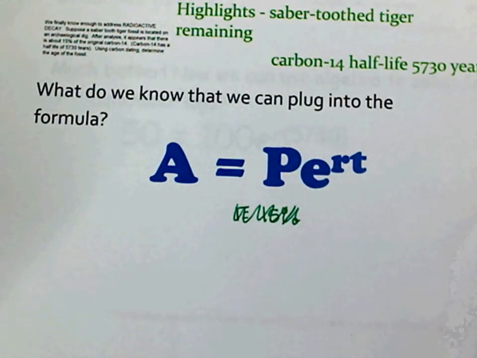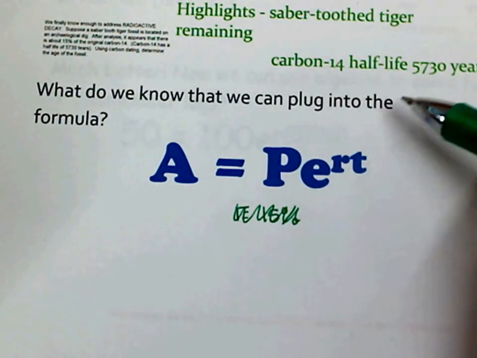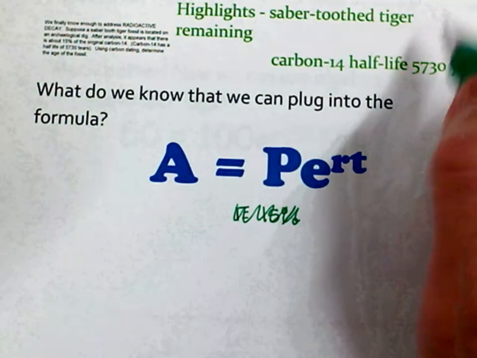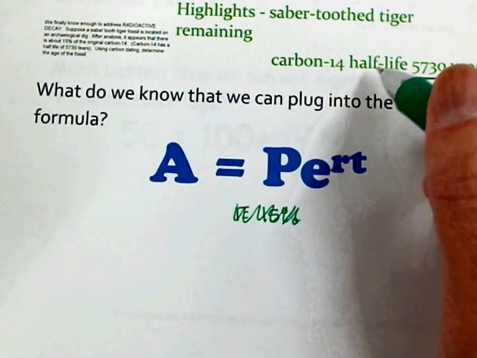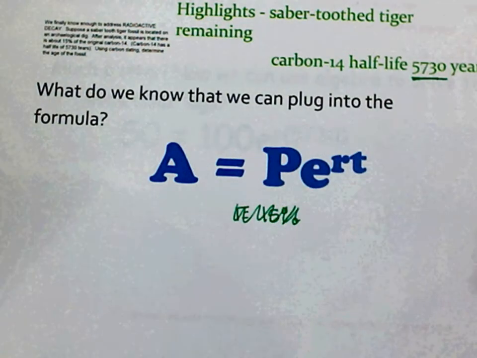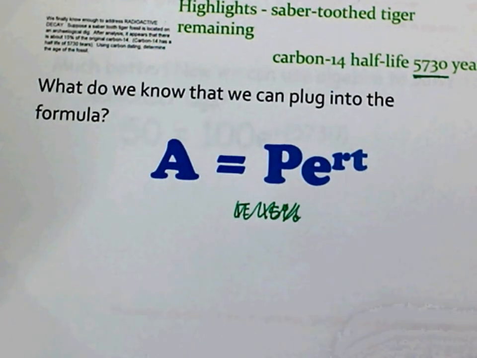All right, what do we know that we can plug into the formula? Half-life is 5,730 years, carbon-14. Okay, so let's take a look. We're talking about a saber tooth. Okay, so what do we know?